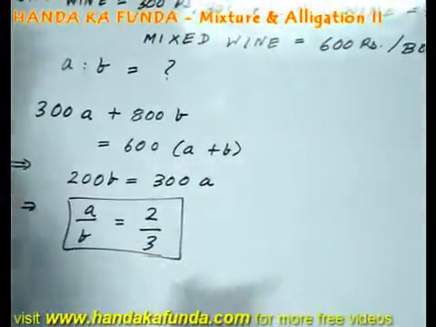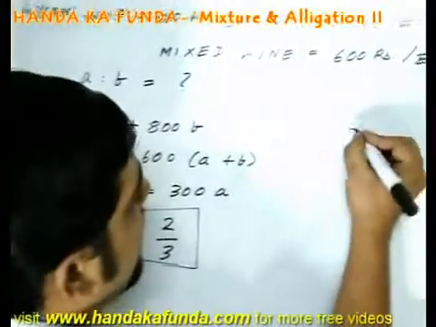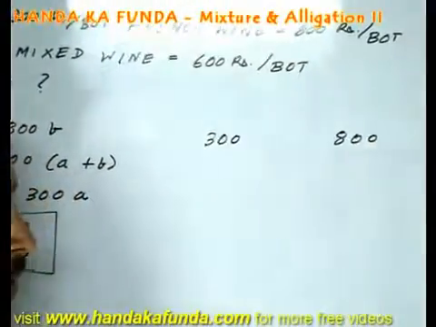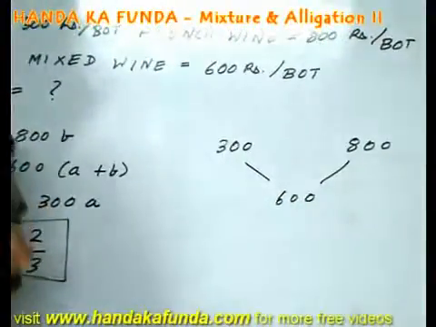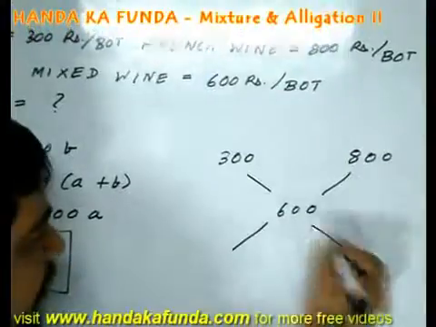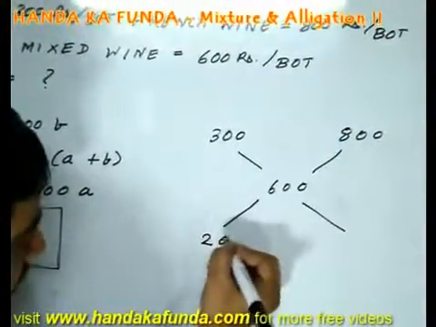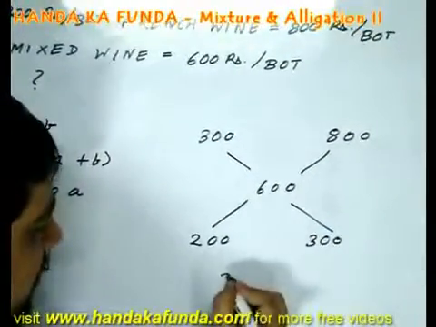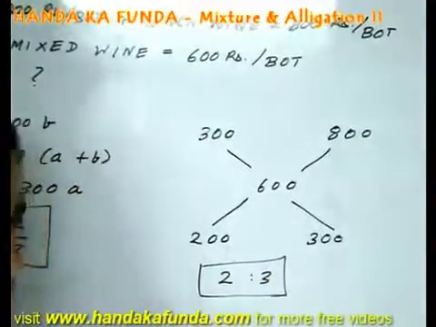I can also solve this question by the alligation method. Let's see how. What I am mixing is 300 rupees per bottle and 800 rupees per bottle wines, and after mixing them I am obtaining a 600 rupees per bottle wine. So what will I get? To solve this I need to do 800 minus 600, that is 200, and 600 minus 300, that is 300. So I can say the ratio in which I should mix them is 2:3.